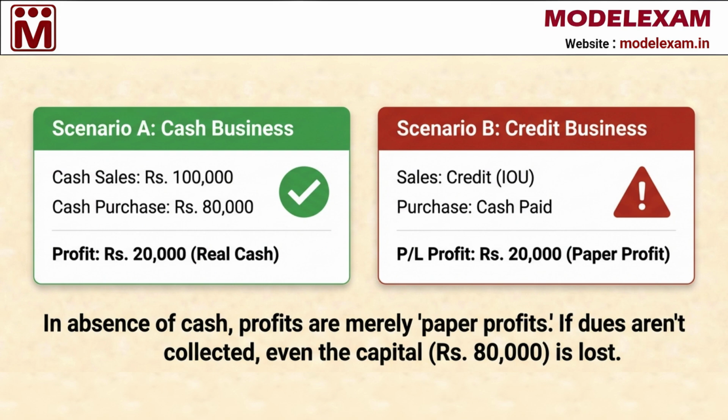In scenario A, we have a cash business. You have cash sales of 1 lakh and cash purchases of 80,000. This gives you a clear profit of 20,000, which is real cash in hand. Now, look at scenario B, a credit business. You sell on credit, which is just an IOU, but you pay for your purchases in cash. The profit and loss statement will still show a profit of 20,000, but this is a paper profit. In reality, you have no cash. If you cannot collect the dues from customers, even your initial capital of 80,000 is lost.